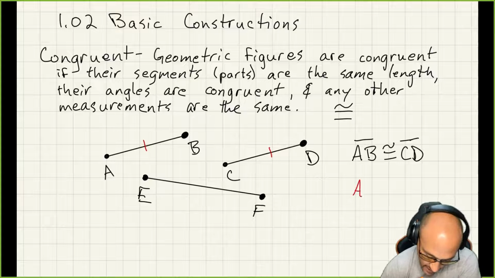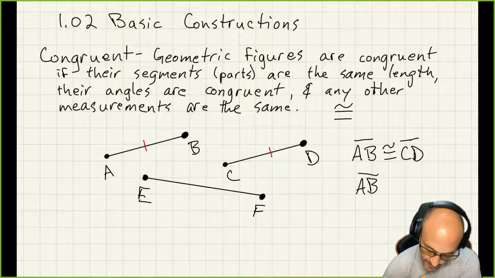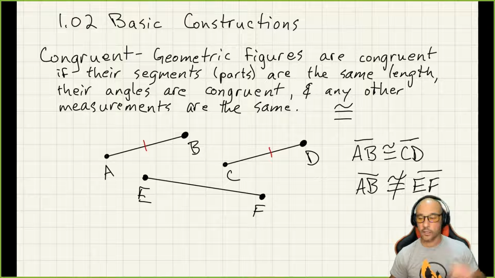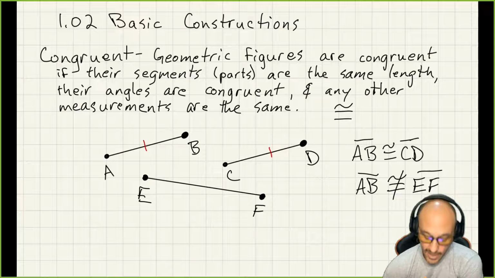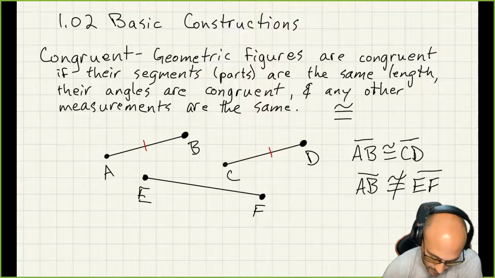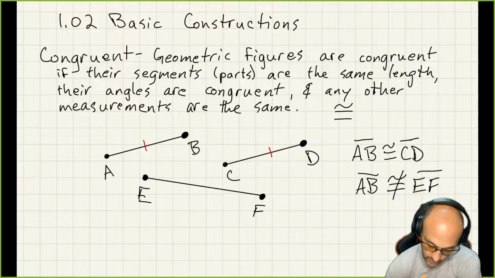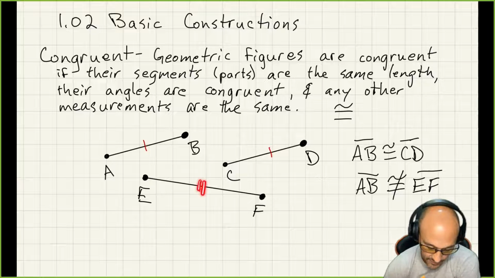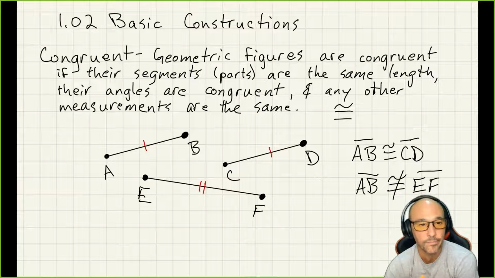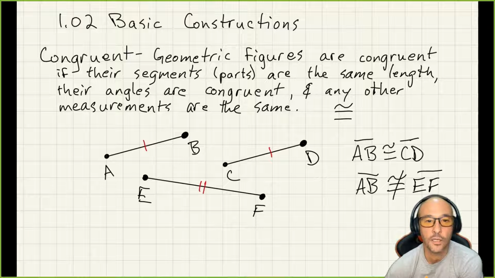And you could say line segment AB is, and we don't do this much, not congruent to line segment EF, but that works. You can say that. All right. And what I could do is I could put two lines there. Let's use red just to show that I'm doing the same idea. This says that this is not congruent to that. Okay. Questions so far?